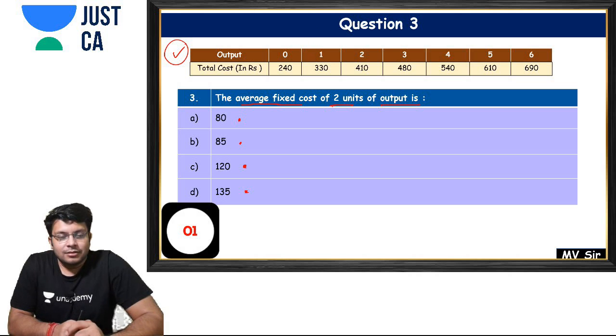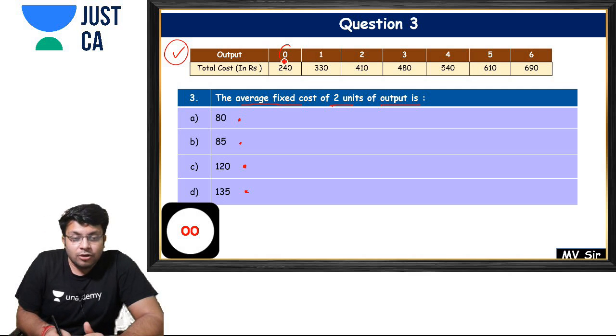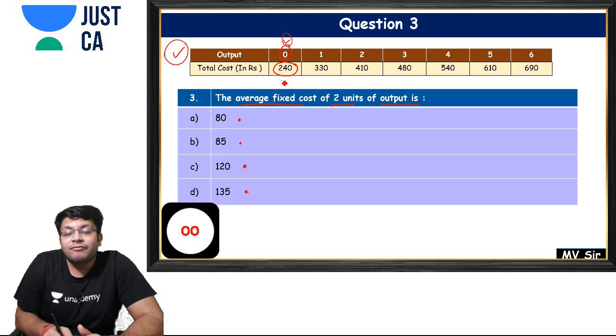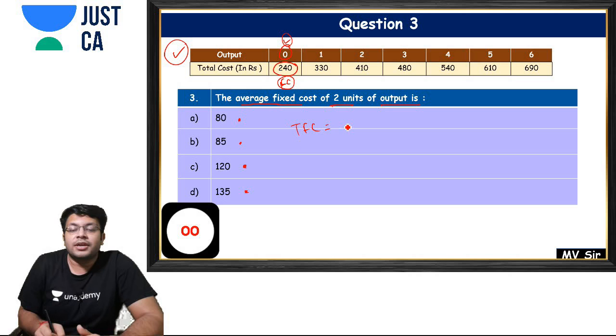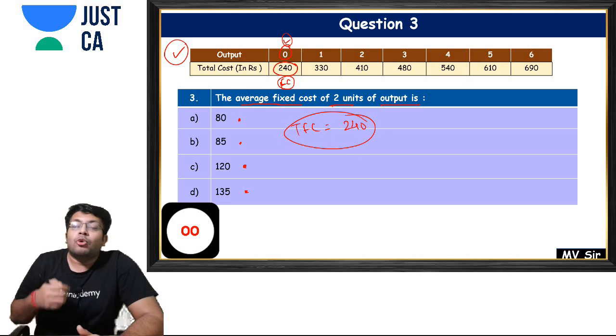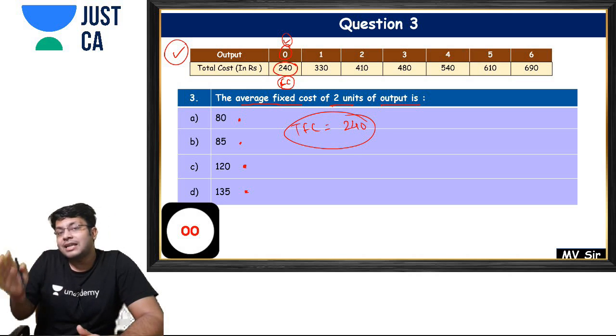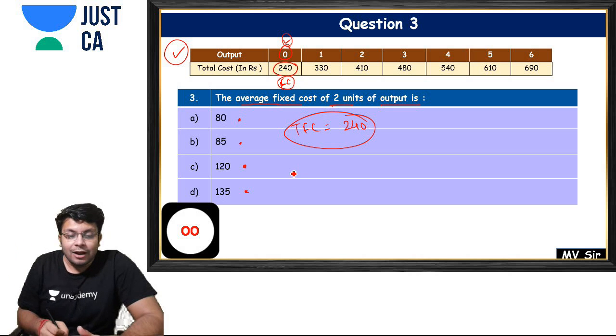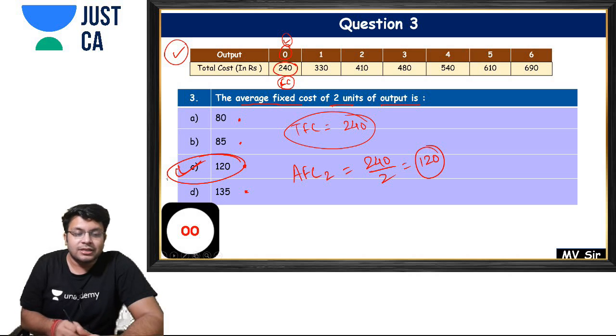Yes, so how do we solve this? Now see, at 0 units of output you have some cost. This means that at 0 units of output we only have fixed cost. We have to incur only the fixed cost, which means that our total fixed cost over here is 240, and total fixed cost remains the same at every level of output. So when I'm calculating average fixed cost at 2 units, what will be the answer? 240 upon 2. So the answer will be 120. The answer is option C.